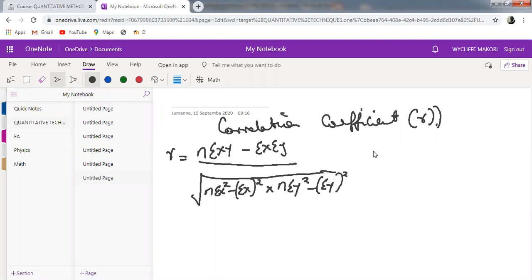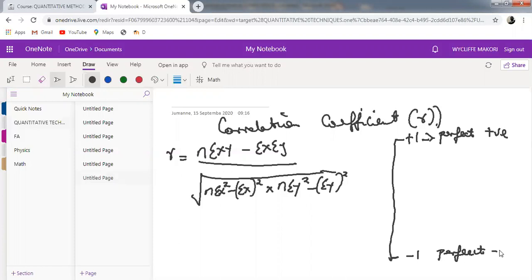But remember, the value of r can have a highest of +1 and a lowest of -1. You cannot get an answer that is outside this range. Either it is going to be at most +1, where +1 simply means it is a perfect positive correlation. -1 simply means it is a perfect negative correlation. Then in between -1 and +1, we have 0 correlation, which simply means no correlation at all.